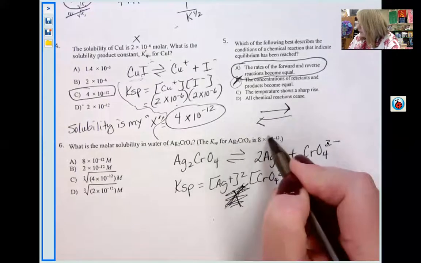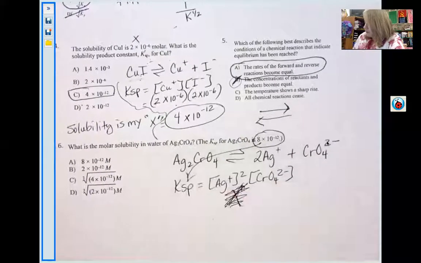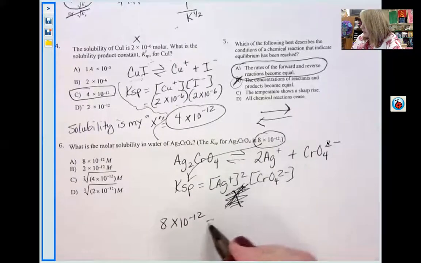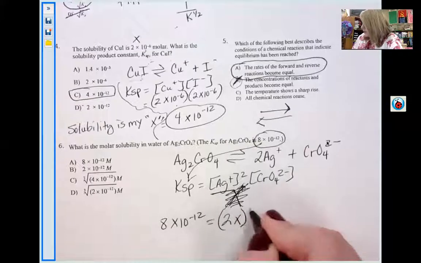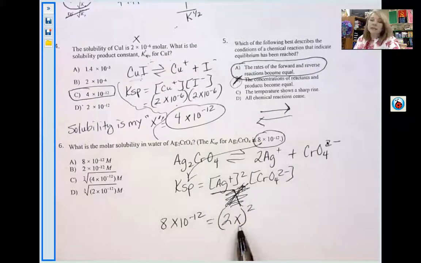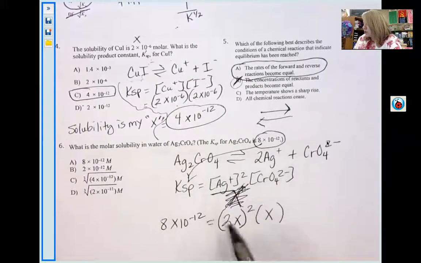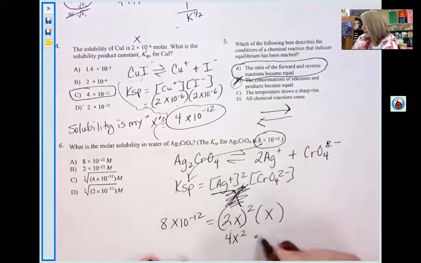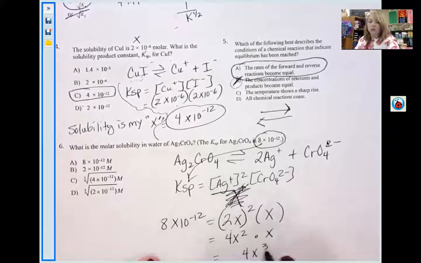All right, here we go. The Ksp we have is this number. So that goes right there. We're going to plug it in, 8 times 10 to the negative 12. And then this value is going to be 2x. And here's a mistake I see. It's 2x inside the brackets or parentheses with a square on the outside. Over here, this is x. So 2x squared would be 4x squared times an x, which will end up being 4x cubed.